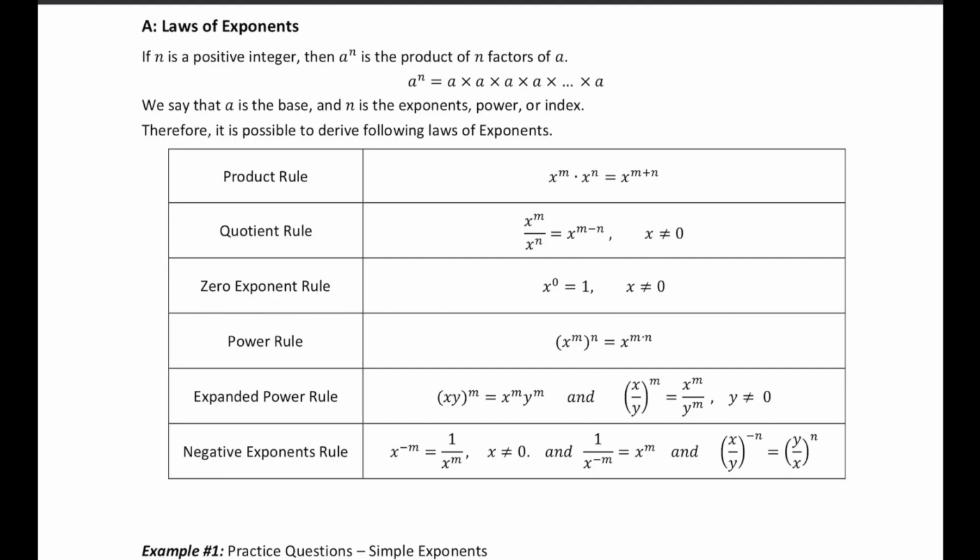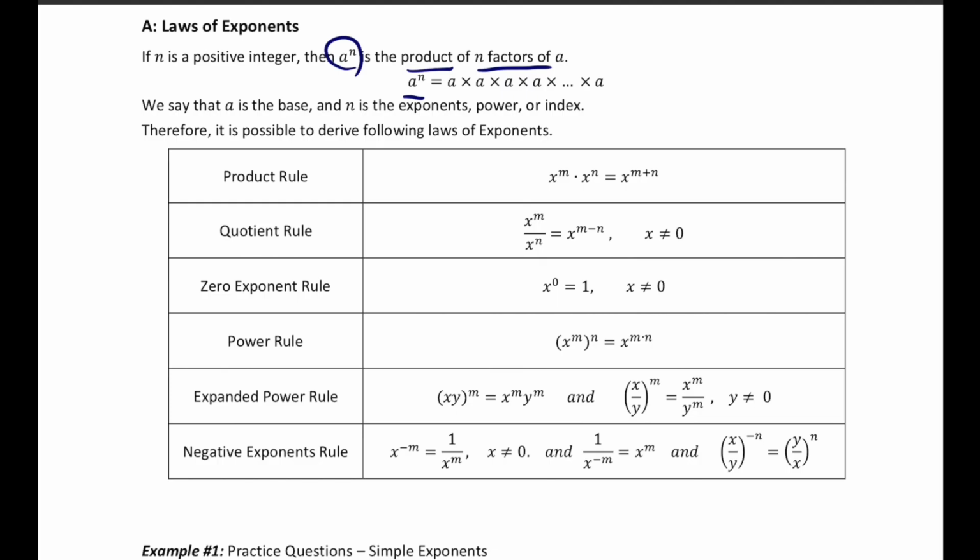In this video, we are going to discuss the laws of the exponents and the logarithm. So first of all, let's talk about the laws of the exponents. If n is a positive integer, then a^n is the product of n factors of a. We can write it as a to the power of n, and a to the power of n is the same as the multiplication of n numbers of a.